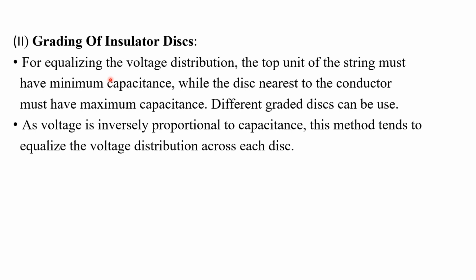The second method that we can adopt to improve the string efficiency is grading of insulator disks. For equalizing the voltage distribution, the top unit of the string must possess minimum capacitance, while the disk nearer to the conductor must have maximum capacitance. If the capacitive effects increase, the voltage distribution will decrease. In the normal case, the voltage is maximum across the disk nearer to the conductor. So if we use the disk having maximum capacitance nearer to the conductor, then we can reduce the voltage distribution.